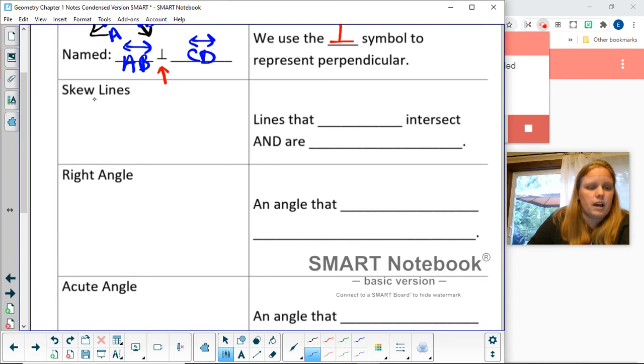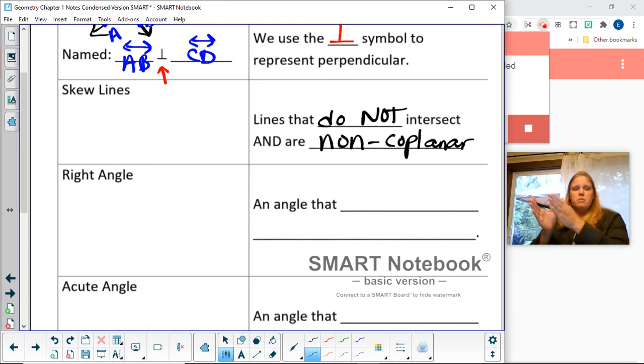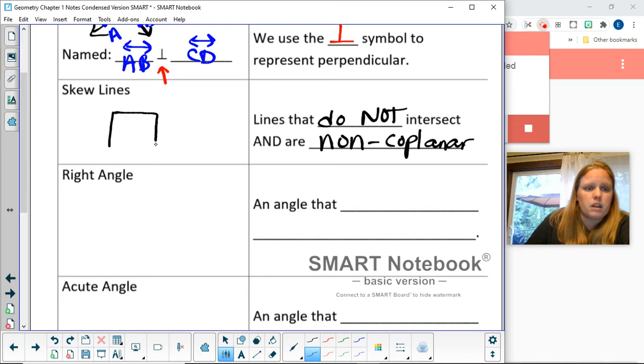Next word, skew lines. These ones actually are a lot like parallel lines because they are lines that do not intersect. They don't cross, but they are on different planes. So they are non-coplanar. So parallel lines were on that same piece of paper going the same direction, whereas skew lines are on something maybe more 3D. So let's draw a cube here. It's a little bit off, but that's okay.